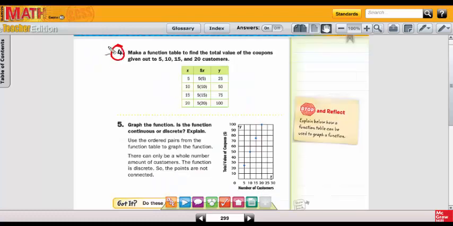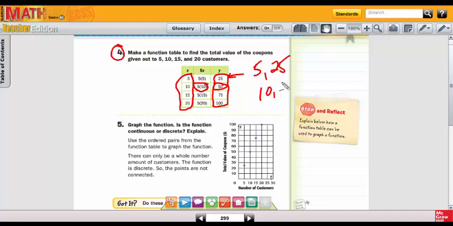The next thing we're asked to do is make a function table to find the total values of the coupons given out to 5, 10, 15, and 20 customers. So here are our customers, 5, 10, 15, 20. Our output will be right here. We'll talk about that in a second. And our rule is 5 times our input. So 5 times the input of 5 gives us our output of 25. 5 times the input of 10, output of 50, etc. And we can have all of our inputs. So if we were to make these into coordinates, we would have 5, 25. We would plot that. We would have 10, 50. We would plot that, etc.